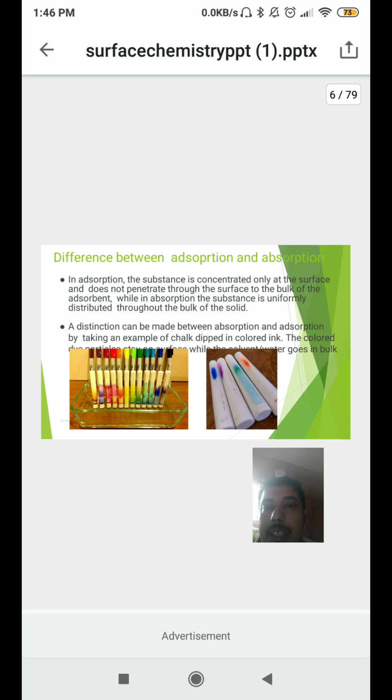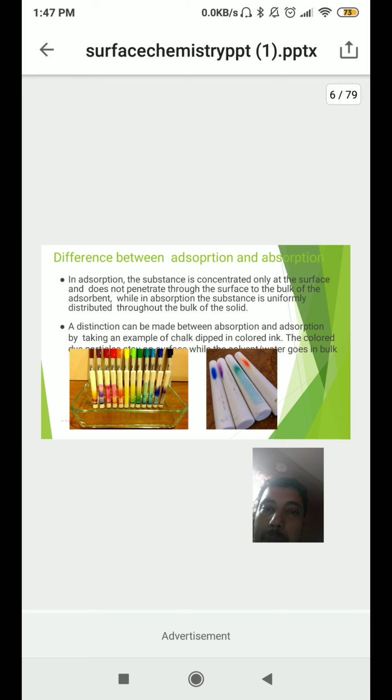The next slide is the difference between absorption and adsorption. In adsorption, the substance is concentrated only at the surface, so it is a surface phenomenon. Adsorption does not penetrate through the surface to the bulk of the adsorbent, while in absorption, the substance is uniformly distributed throughout the bulk. I have shown this through this figure also.